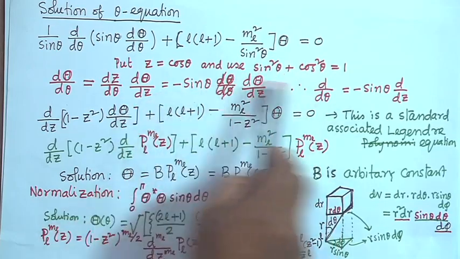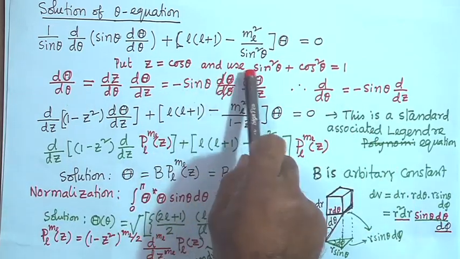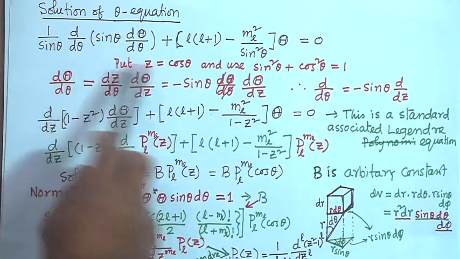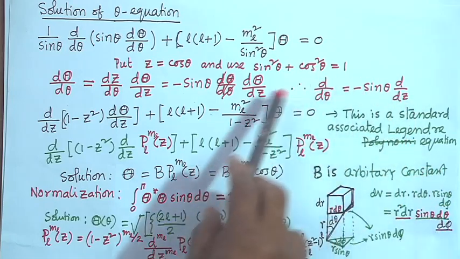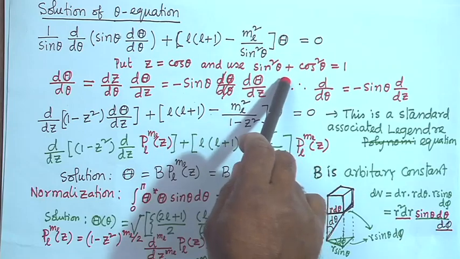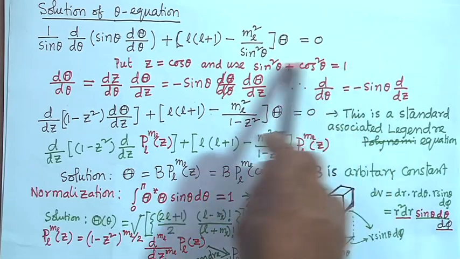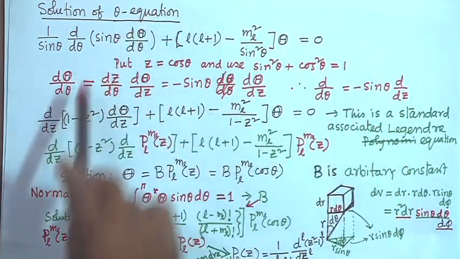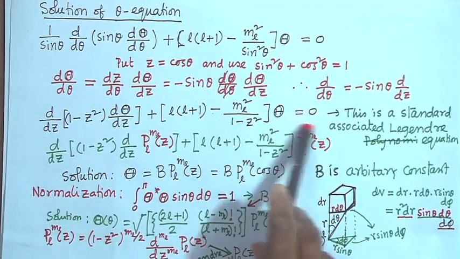So, this d by d theta operator will be equal to minus sin theta d by dz. So, we replace d by d theta by minus sin theta d by dz. That is what one has to do first. And we will use sin square theta plus cos square theta equal to 1. So, 1 minus sin square theta equal to z square, or sin square theta equal to 1 minus z square. These things we have used, and one can write this, equal to 0.